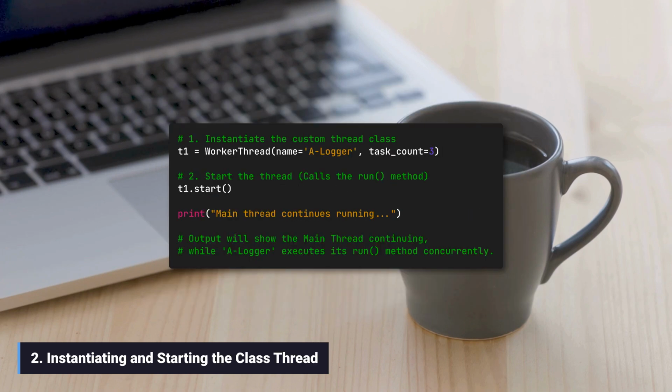2. Instantiating and starting the class thread. To run the custom thread, the steps are familiar. First, instantiate the class just like any other Python object, passing any arguments defined in your custom constructor like the thread name and task count. Second, call the .start method on the instance. Just like with the function approach, the .start method is what triggers the operating system to begin concurrent execution of the thread's .run method.